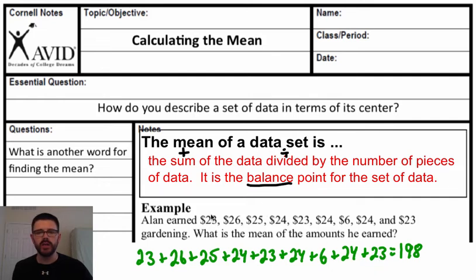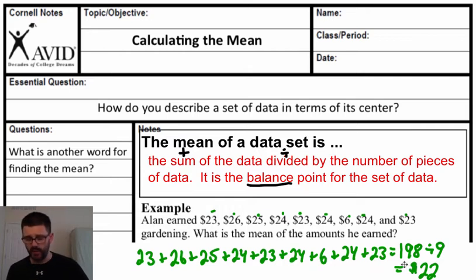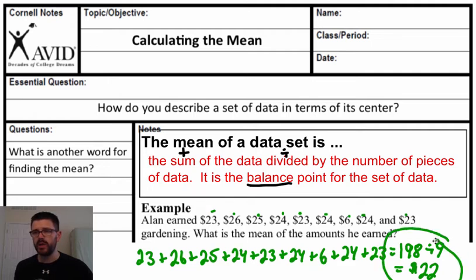And it's always good to check in the problem itself. 1, 2, 3, 4, 5, 6, 7, 8, 9 pieces. So we're going to divide by 9. And we're going to get an answer of $22. That's the average amount of money that he made at his gardening job. It's a balance between the good weeks and the bad weeks, and it finds a happy medium in the middle.